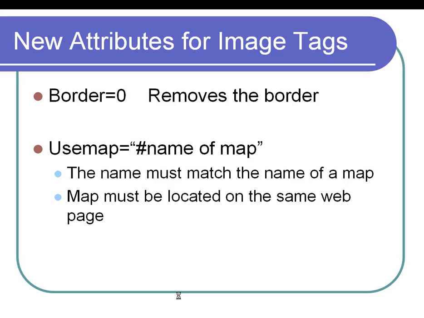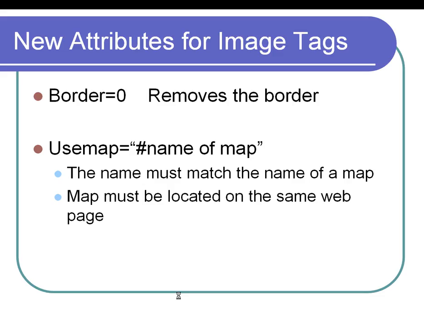We now need to add two more attributes to the image tag. The first one, border equals 0. Whenever you have something that's hypertext, especially pictures, it outlines it in a colorful border, and most of the time we don't want that. If we put border equals 0, that removes that problem.